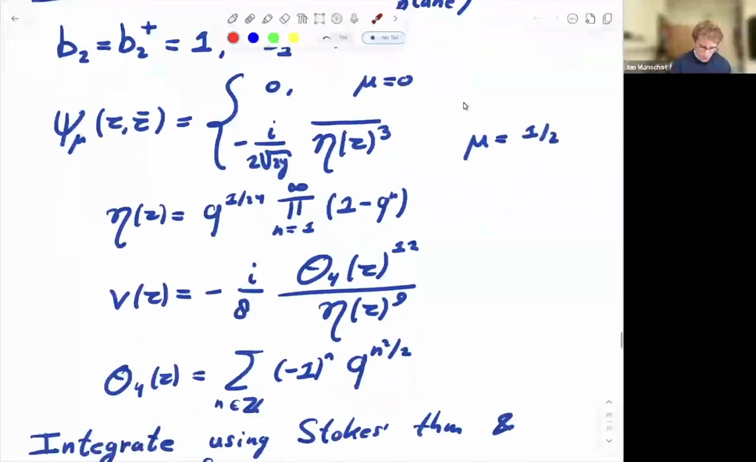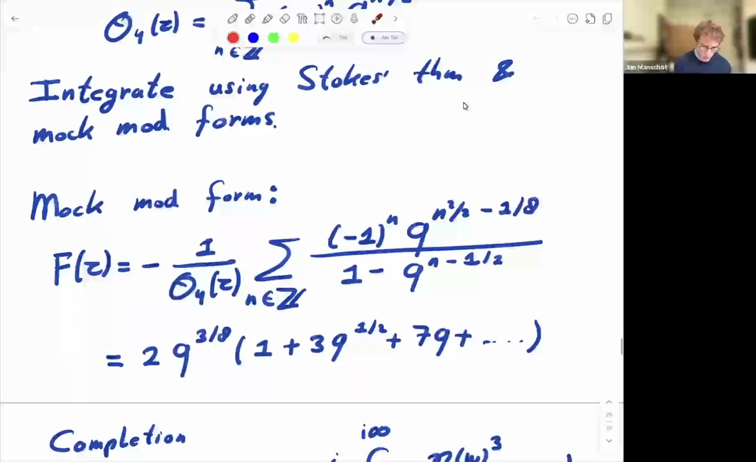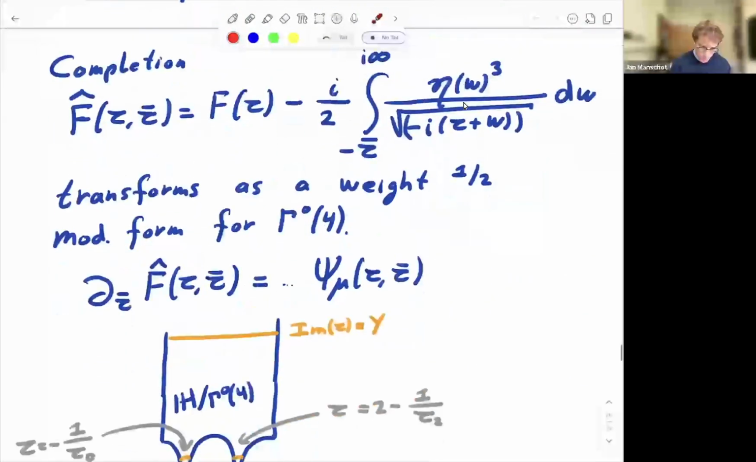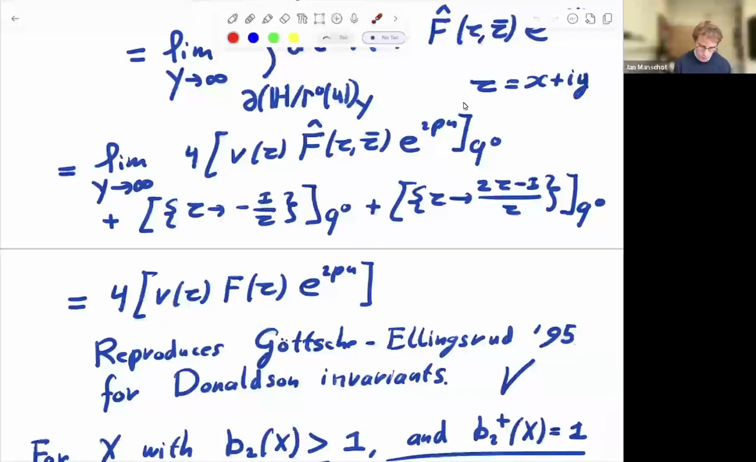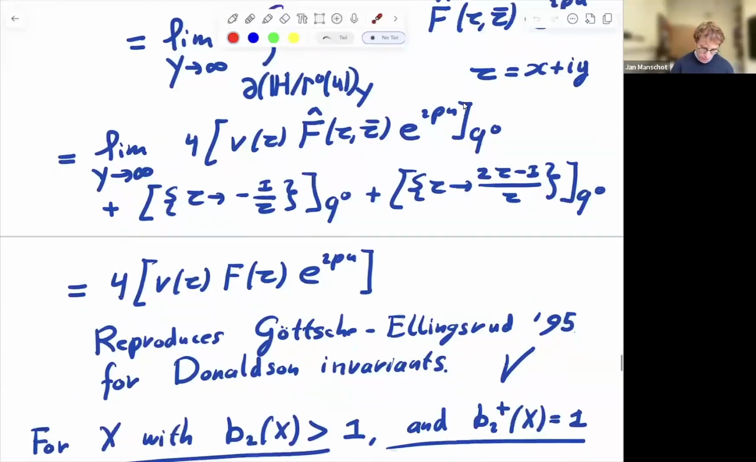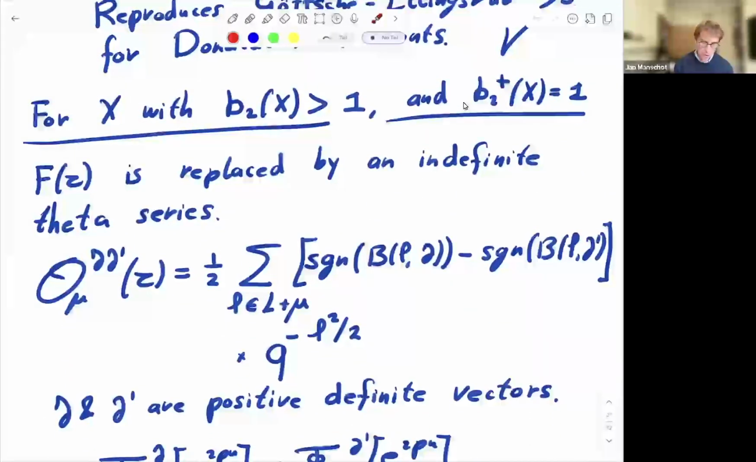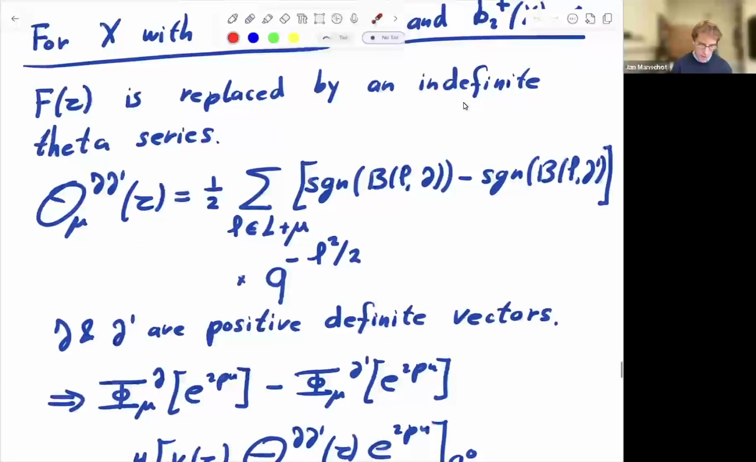Okay, we discussed how to evaluate this using the mock modular forms, and the final answer, how it produces results from Göttsche and Ellingrud in the literature from algebraic geometry. We've also discussed, so this was all for the manifold the complex projective plane where b2 is equal to 1. We've also discussed if b2 of X is larger than 1. Then we can also evaluate it. I didn't go into much detail, but one thing which we did discuss is the wall crossing.